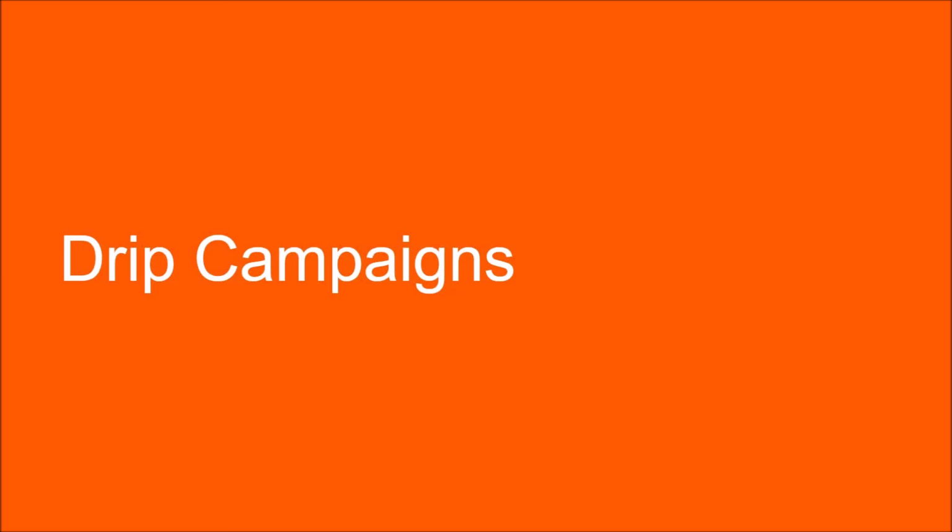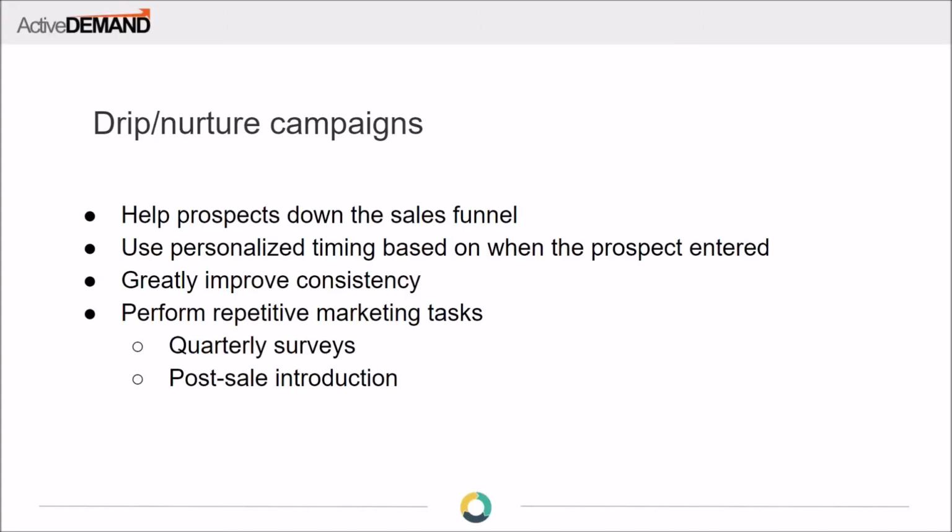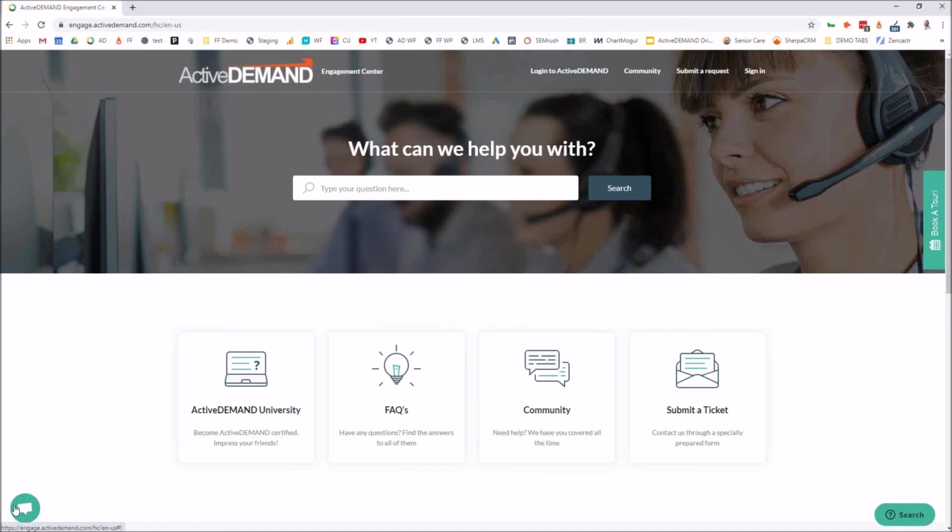The next thing I want to look at is drip campaigns, drip or nurture campaigns. These are typically emails that you send to customers over time. These help prospects down the sales funnel. You typically use timing based on when the prospect entered the campaign.